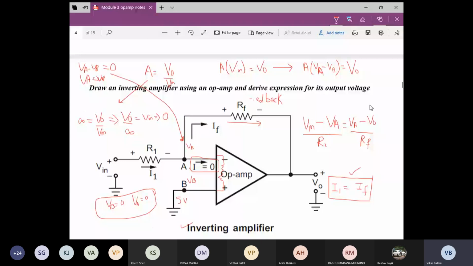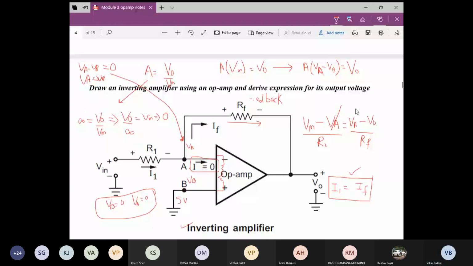So from the concept of virtual ground, I say that VB is at 0 volts, hence VA is also at 0. If VA is at 0, this cancels, this cancels. V in minus 0 is nothing but V in. 0 minus V naught by RF is minus V naught by RF. So when I solve this, what do I get now?